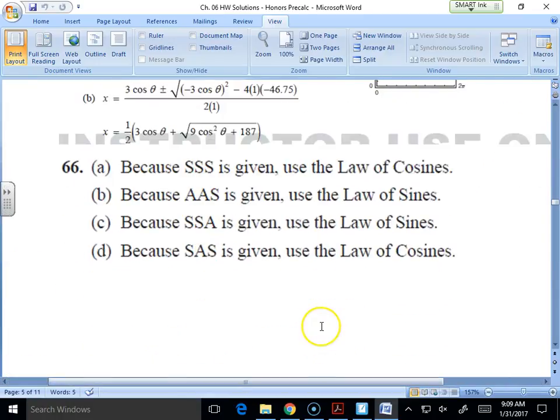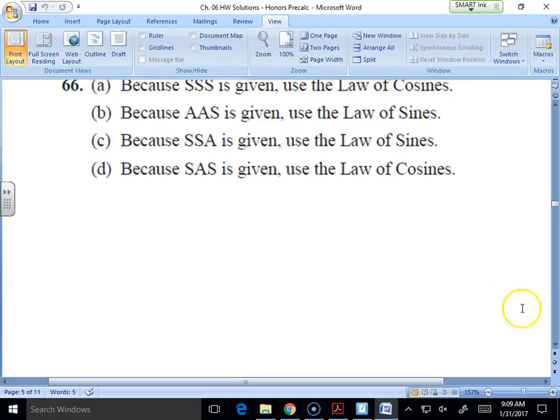And last but not least, number 66. SSS should have been law of cosines. AAS, 2 angles, law of sines. SSA, ambiguous case, law of sines. And SAS, 2 sides, law of cosines.